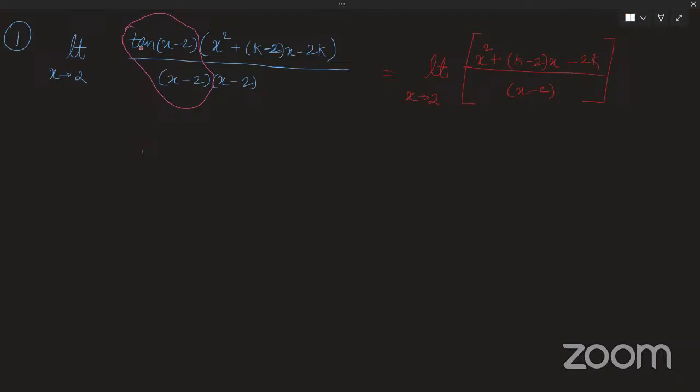Try again, you'll get 0 by 0 form again. You can open and check it. It will be 0 by 0. So obviously now I can go for the derivative.